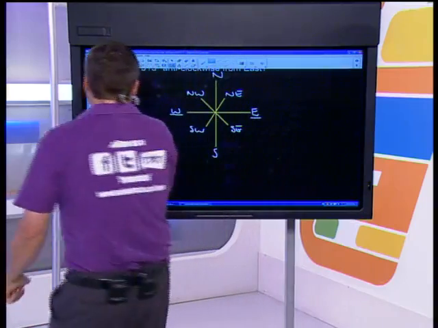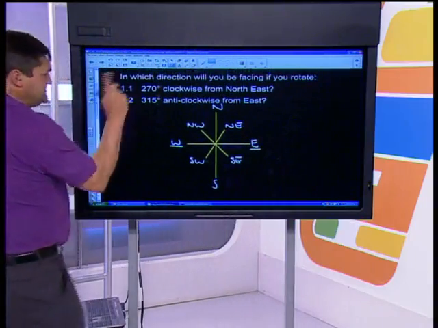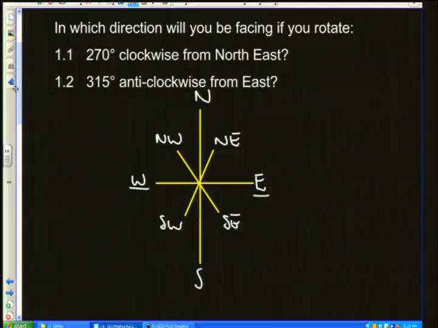Let's have a look at this. In which direction would you be facing if you rotate 270 degrees clockwise from northeast?